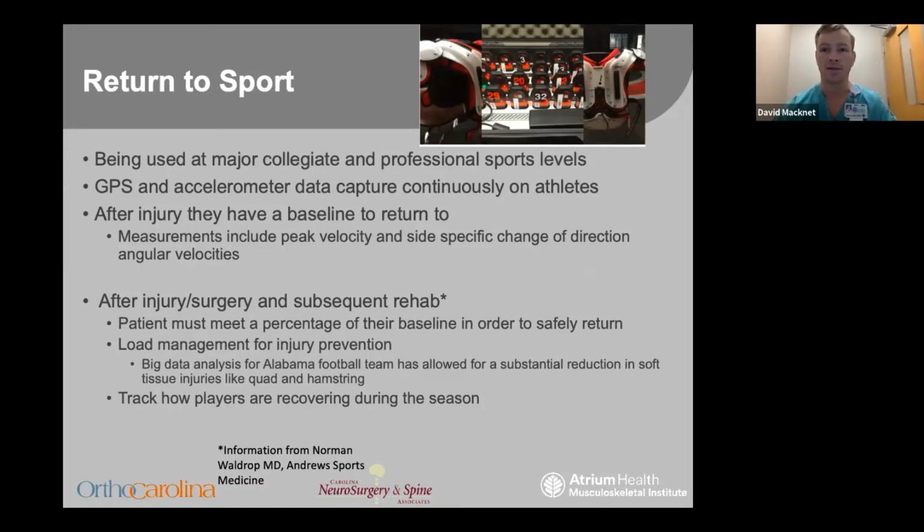This allows the team to manage player load in a new way and also guide post-injury rehab and return to sport. Dr. Waldrop and the Alabama team noted a decrease in the amount of soft tissue injuries like quad and hamstring pulls when they began using this data to manage their players' load.